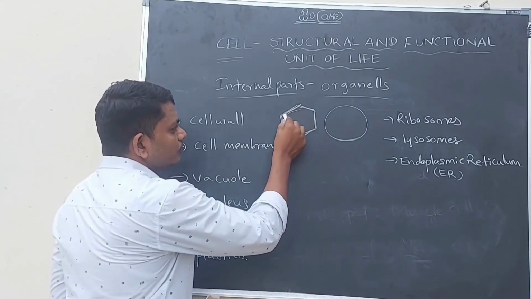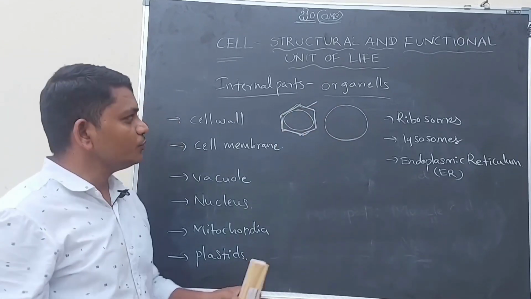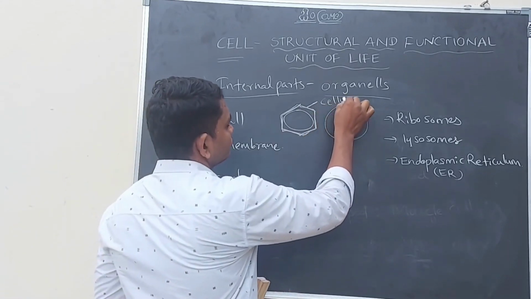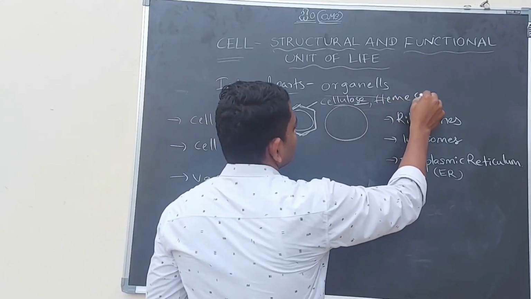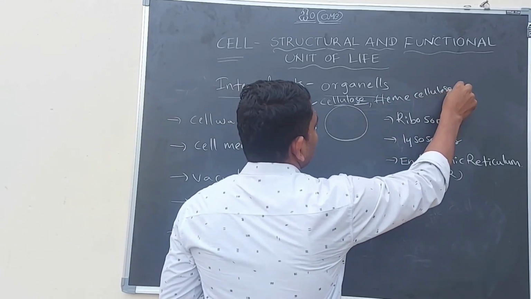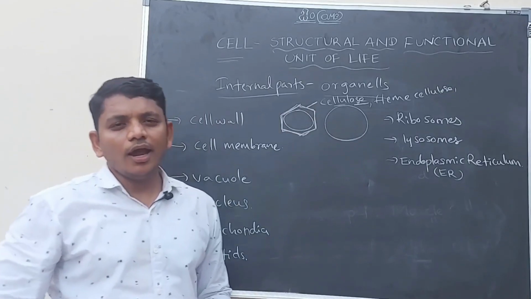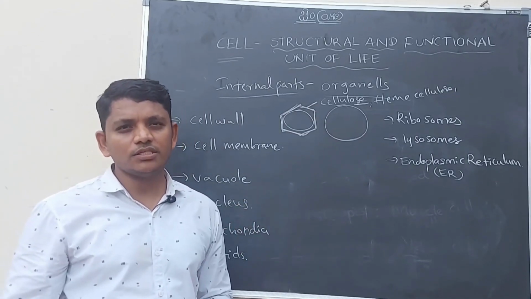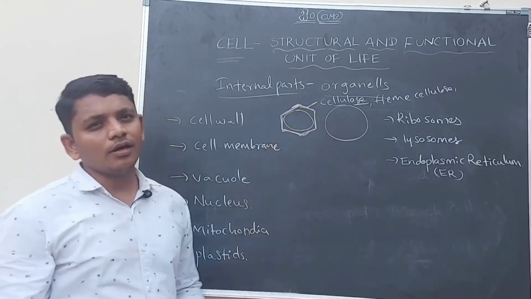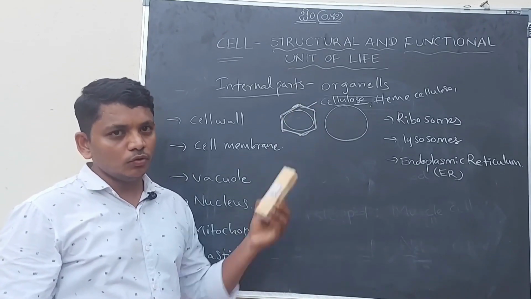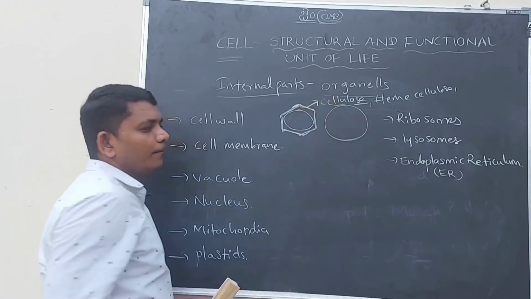In the plant cell, the outermost membrane is called as cell wall. It is made up of cellulose and hemicellulose. Cellulose and hemicellulose. This is the outermost membrane, and this is non-living membrane which provides the security to the internal parts of the cell, which gives strength to the internal parts of the cell. And this is the outermost membrane of the plant cell only.